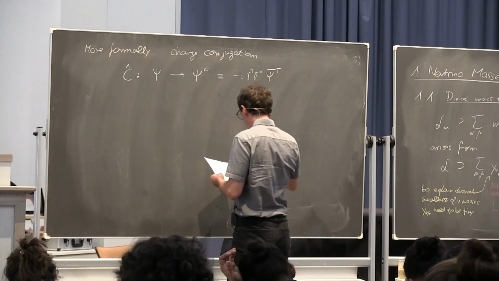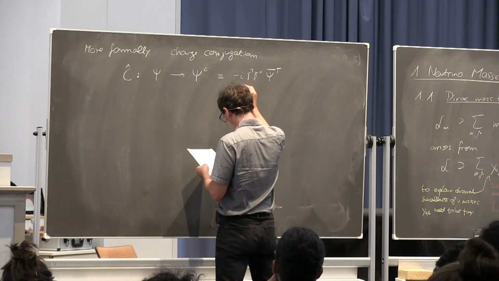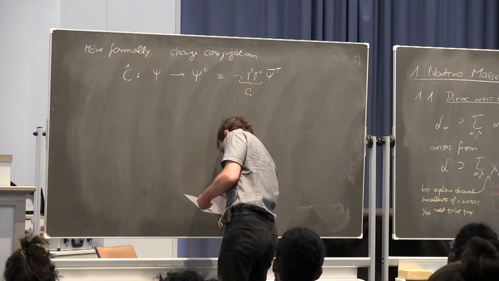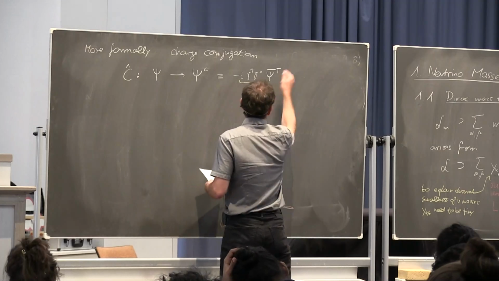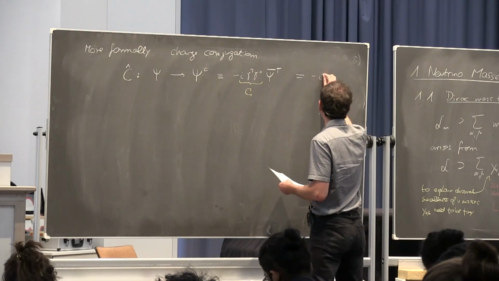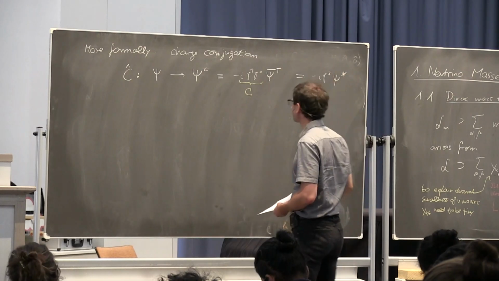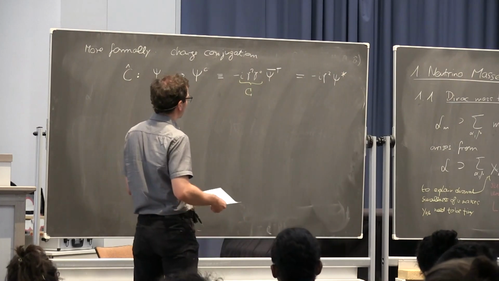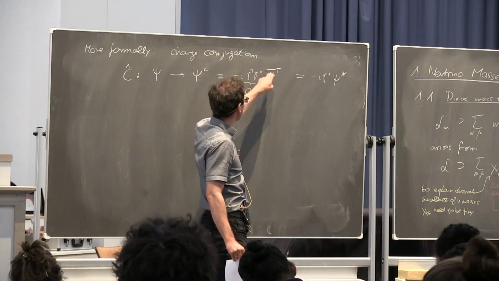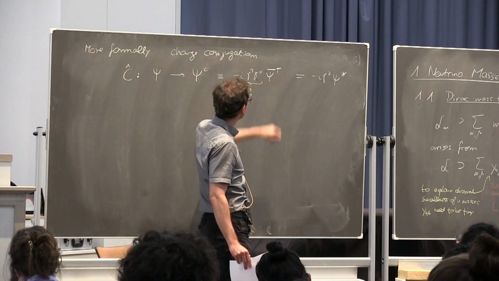Now, in order to shorten the notation, this thing up front here is something we will often call just the matrix C. And an alternative way of writing this, which also comes in handy, is you can write this as simply minus i gamma 2 times psi star, star meaning a complex conjugate. So the gamma 0 that is implied by the bar here can be cancelled against the gamma 0 up front.